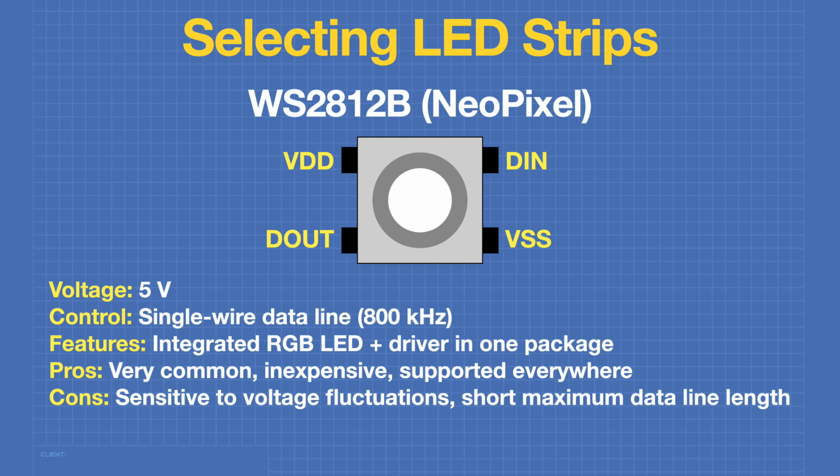One very popular LED strip is the WS2812B, also known as a NeoPixel. This is a 5-volt device with a single wire data line. It's got an integrated LED driver and RGB LED in the same package. These are very common and inexpensive, and they're supported by just about everything. However, they can be sensitive to voltage fluctuations, and they can have a very short maximum data line length.